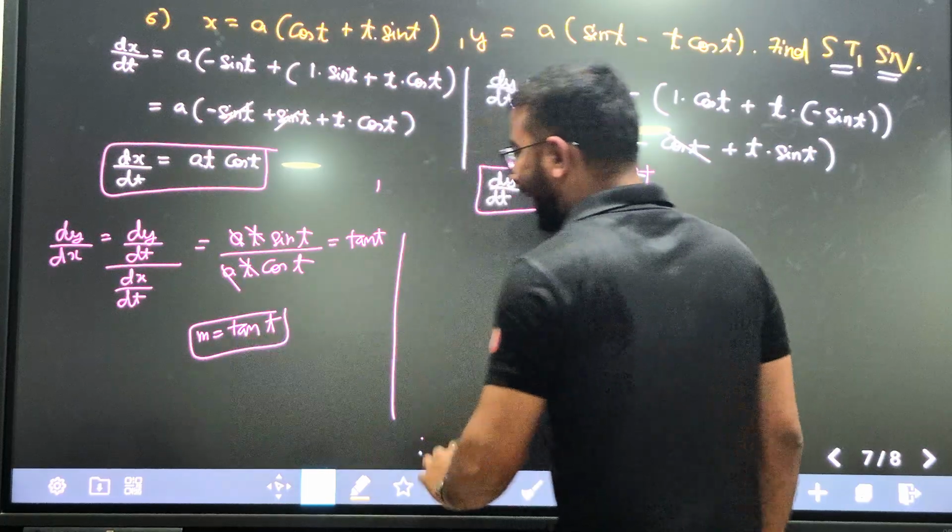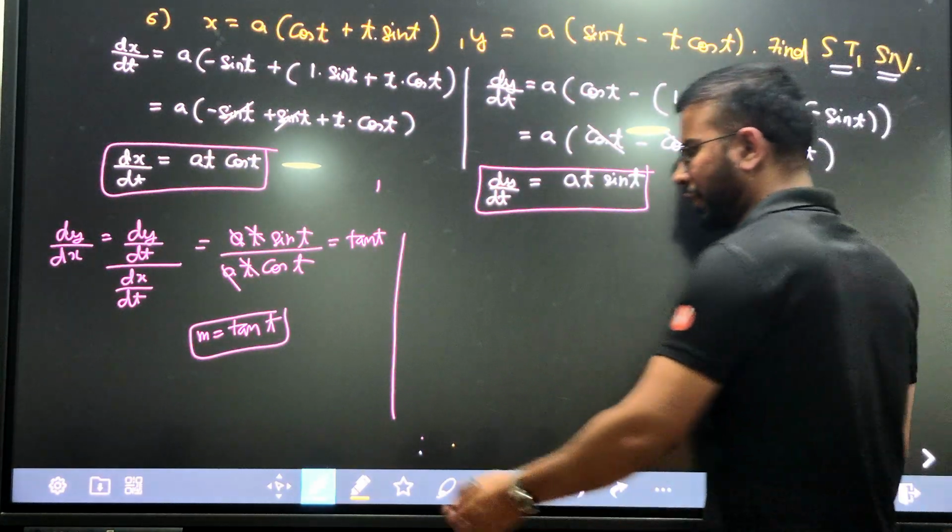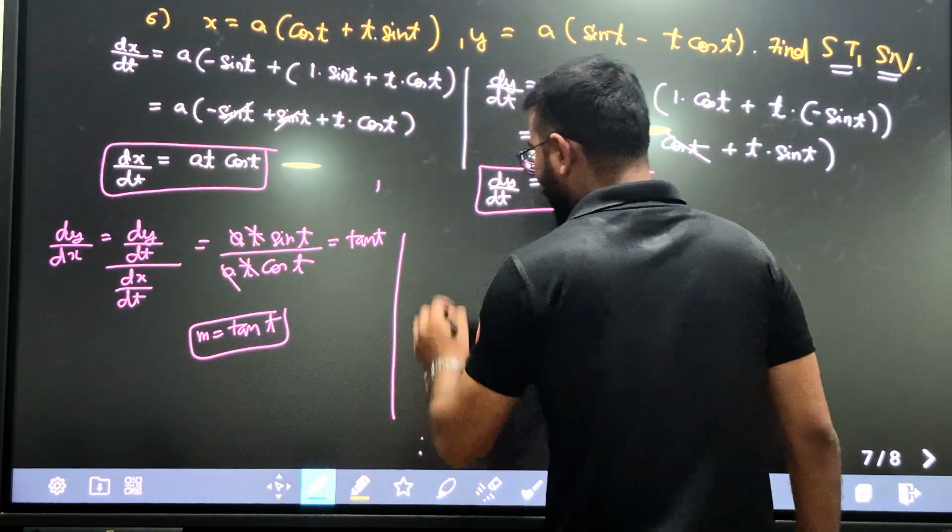Okay, so now once you got m, what you want in the question, guys, is subtangent and subnormal, which you know the formula also, not a big deal.